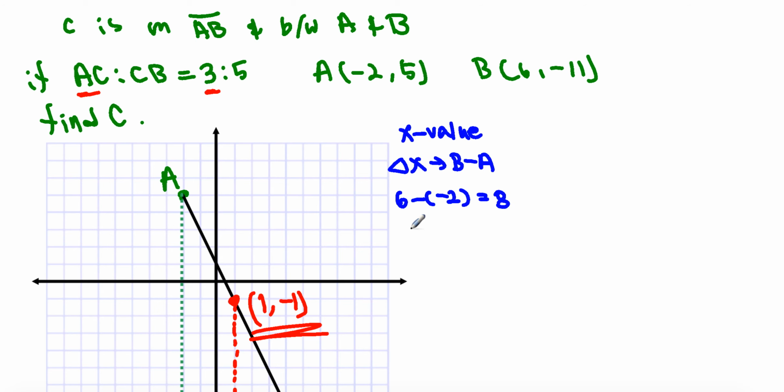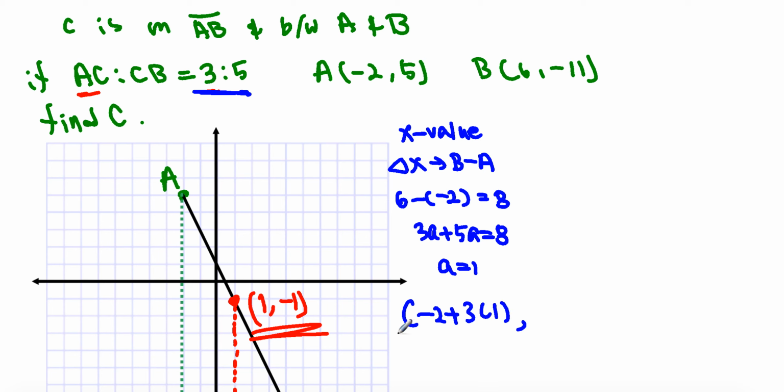And then that 8 must be in the ratio of 3 to 5. So I'm going to do 3a plus 5a, just like before, which is equal to 8. Then you can see that a was equal to 1. How do you find the x value of the C point? I'm coming from a value here, which is negative 2, plus 3 portions of a, which is equal to 1, and that's my x value. What's my y value then?